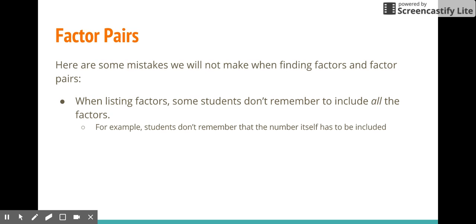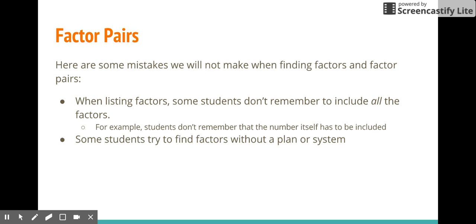For example, if we were trying to find the factor pairs of 1,463, we know that 1 times 1,463 has to be included as a factor pair. Make sure that you're including the number that you're looking for factors for, because any number times 1 equals that number.